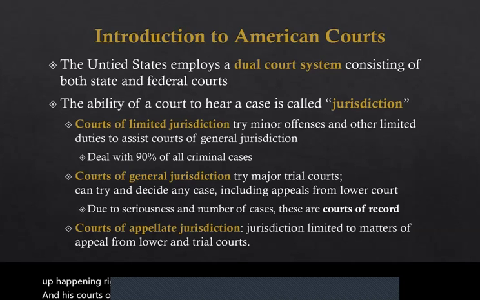Now, when we think of long, lengthy trials for things that are severe, we can think of courts of general jurisdiction, right? So courts of general jurisdiction try the major trial courts. They can try and decide any case, even if it's a minor one, including appeals from a lower court, right? So if you don't like the outcome of what you get in the court of limited jurisdiction, which can put you on trial, right? You can go to trial in a court of limited jurisdiction. You can appeal it to the court of general jurisdiction and they may be able to hear it, or something along those lines.